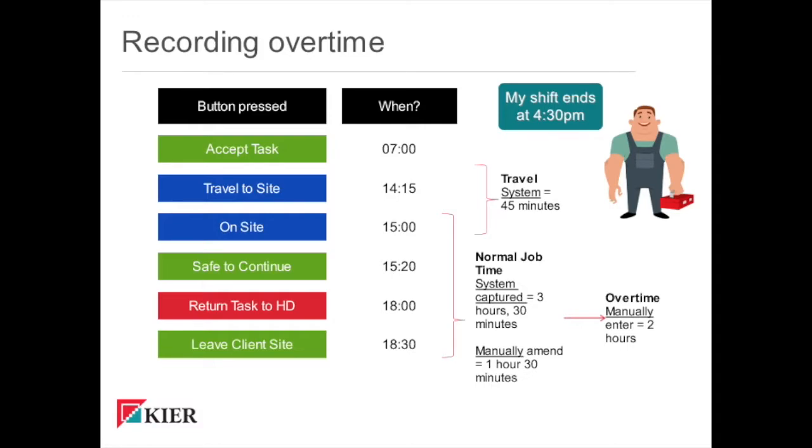The engineer works for 3.5 hours on the task and returns it to the help desk as more work is required. When the timesheet form appears, the engineer is able to adjust the time on the task to reflect his overtime. He's worked 1.5 hours of core time and 2 hours of overtime.